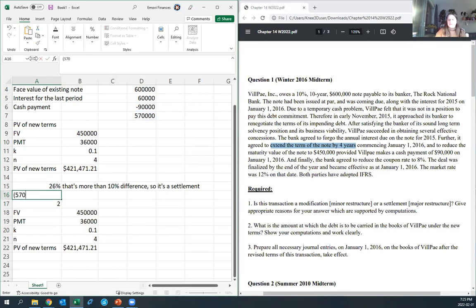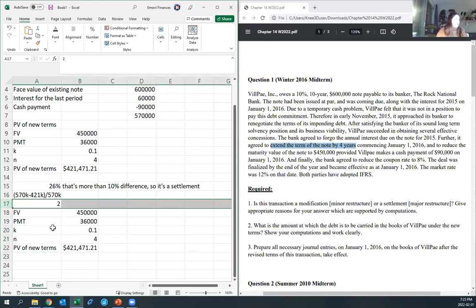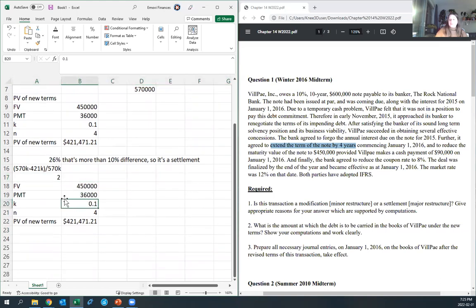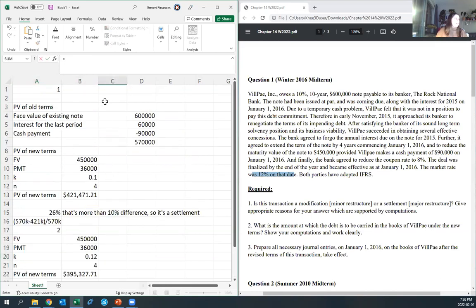So here I did 570K minus 421K divided by 570. All right, so here for the present value in our books, all we do is we change the market rate to 12%, which is the new market rate on that date. So that gives us a present value of 395,000. And then for our journal entry, we remove our old bonds payable, and in our books, it was 600,000. We remove our interest payable, which in our books was our 60,000 here.